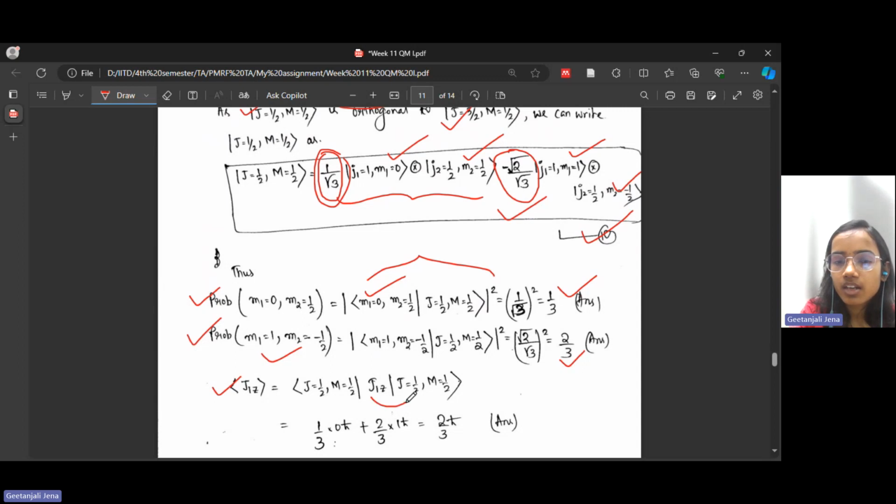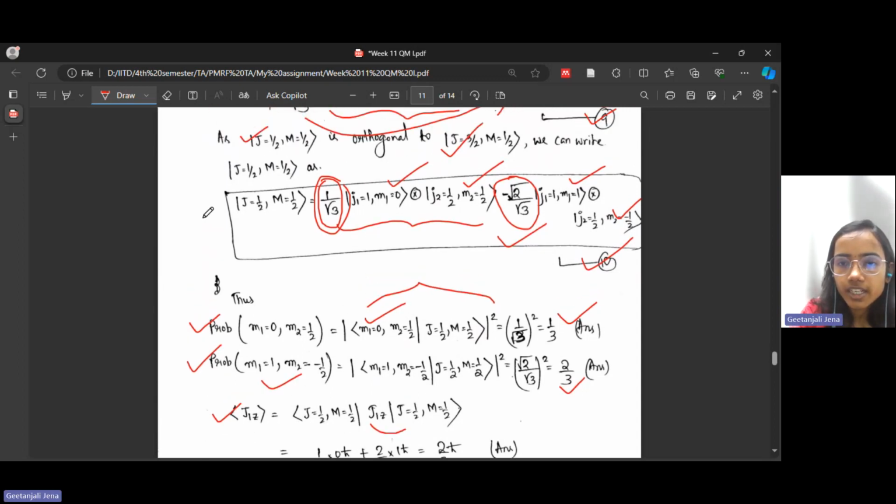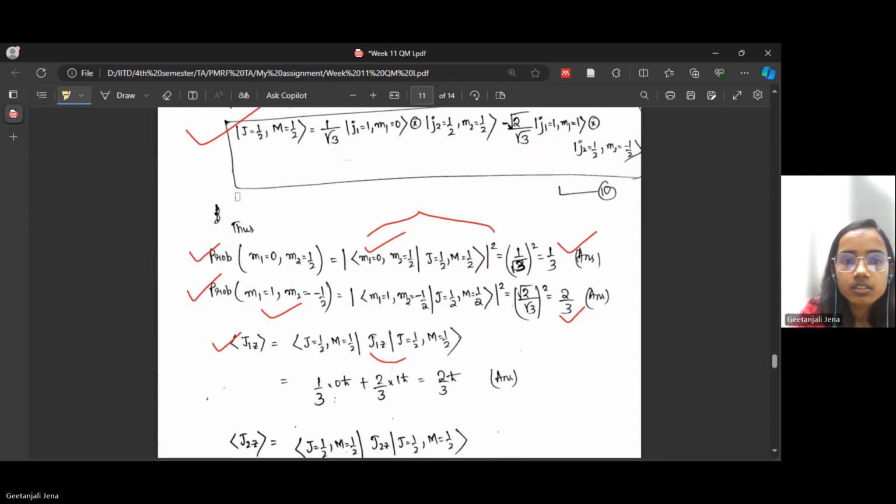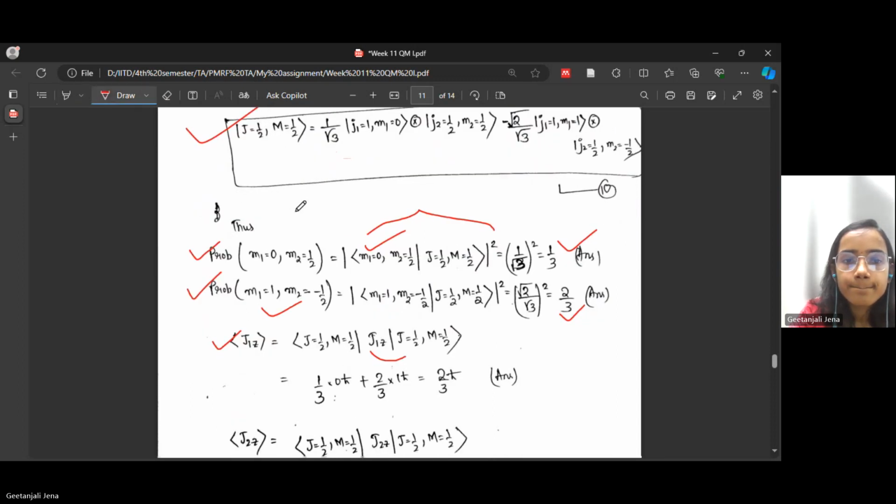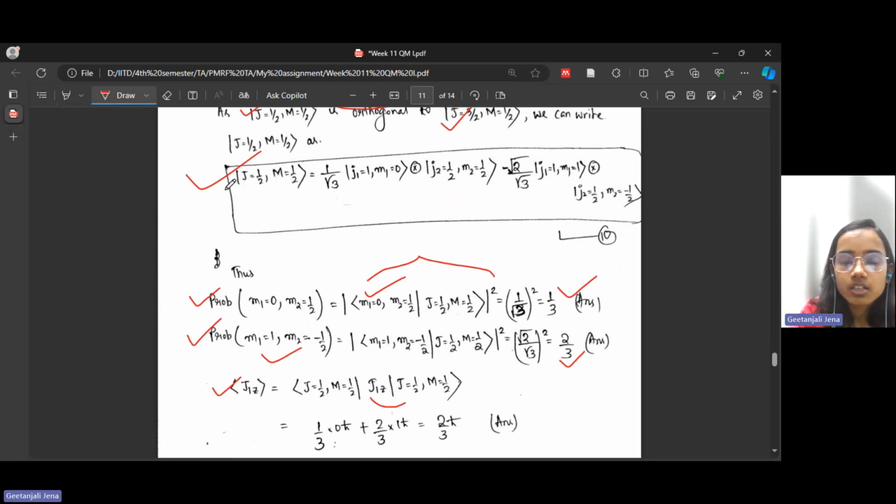So when J1Z will act on, you take this equation 10. So one minute, let me erase this one first, then you can see it clearly. So when J1Z acts on this, J equal to half and M equal to half. So we are acting J1Z here on this state. Okay, so we are acting J1Z here.